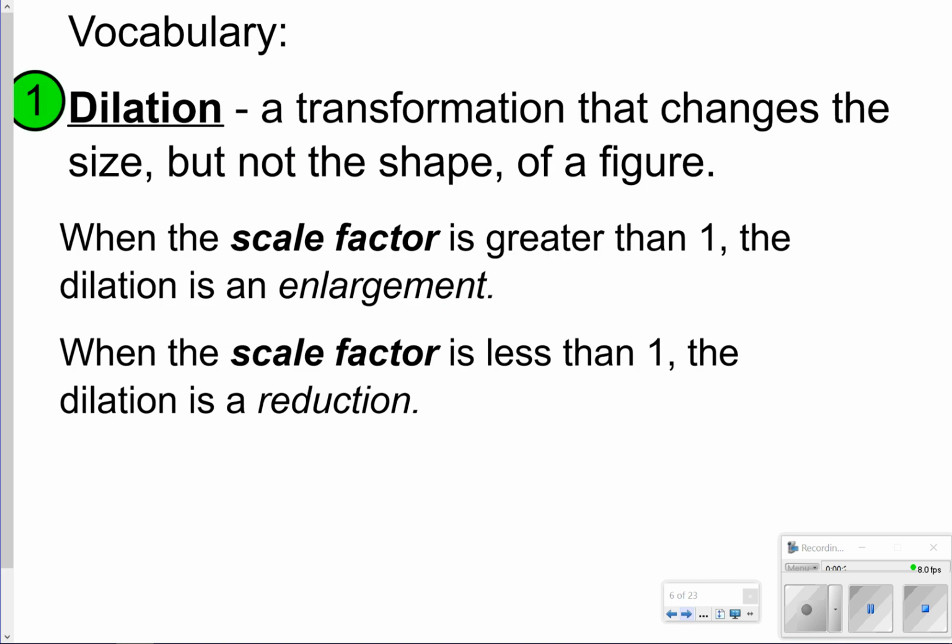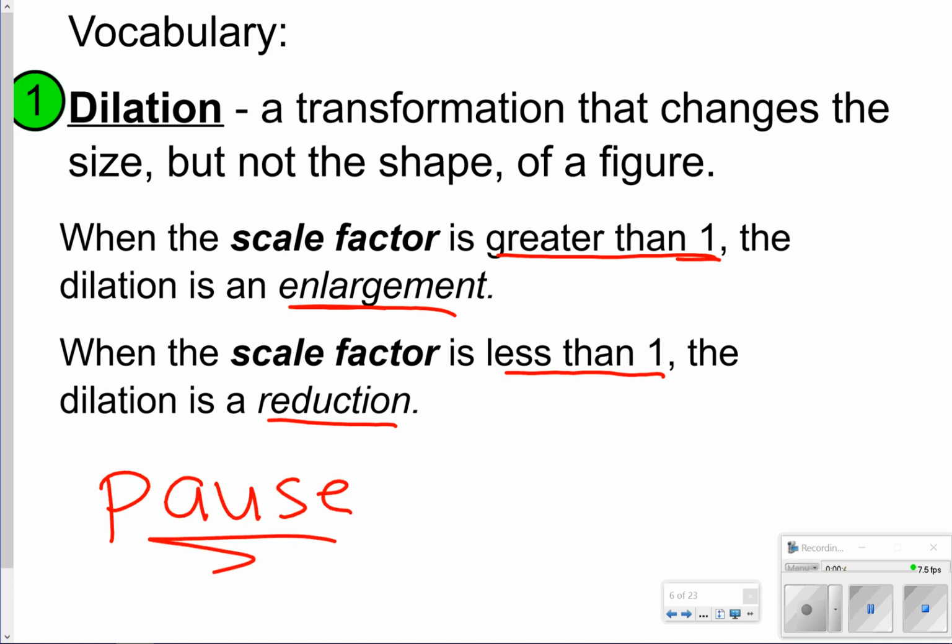The first thing we're going to talk about is what is actually a dilation, and that's when you transform a shape and you're transforming the size, but not necessarily the shape of a figure. When the scale factor is greater than 1, you're going to be enlarging the figure. When the scale factor is less than 1, you're going to be reducing the figure. Let's go ahead and take time now to pause the video right here so we can write the vocabulary term down, what an enlargement and what a reduction is, and then click play when you're ready to move on to see what dilations look like.